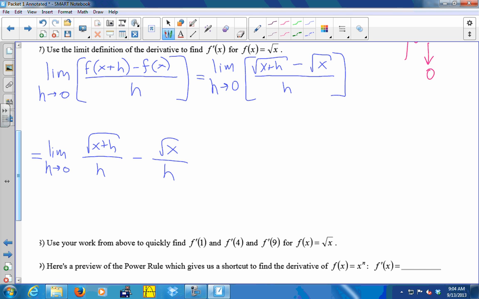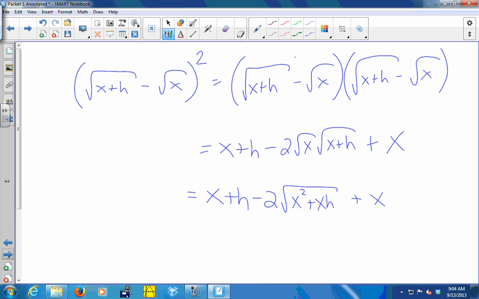Still can't plug in 0, though. You know what would have been nice? When we were doing this one, if we had done the outer and the inner and they canceled, that would have been fantastic. Yeah, so instead of squaring this guy, maybe if we had multiplied by square root x plus h plus square root x.